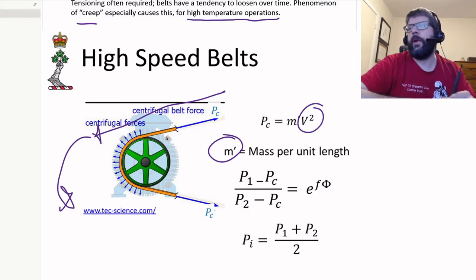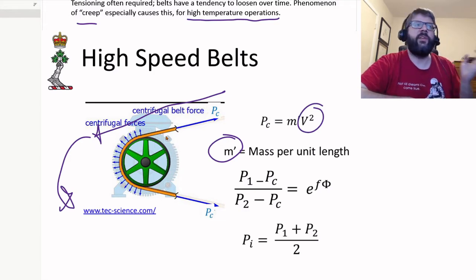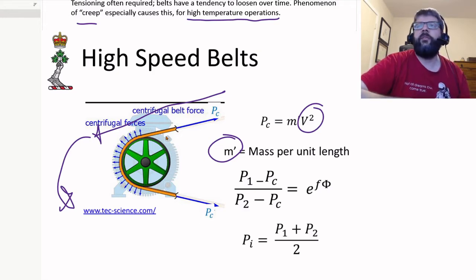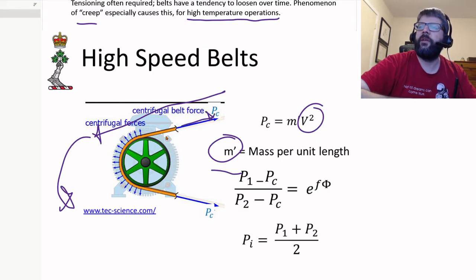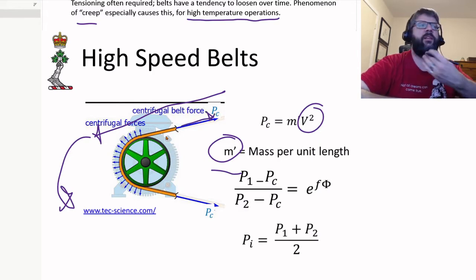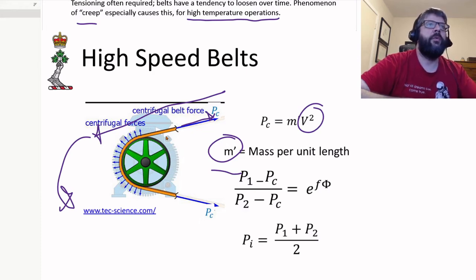times the velocity squared. Because it's a velocity squared term, we're really only worried about this for high speed belts. Obviously, it's still there for lower speed belts. It's just negligible. So when that occurs, we need to apply additional force on both sides. We're adding additional tension to both the tight and the slack sides when we do this.